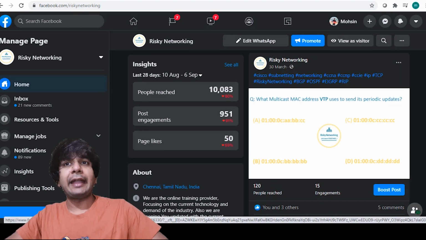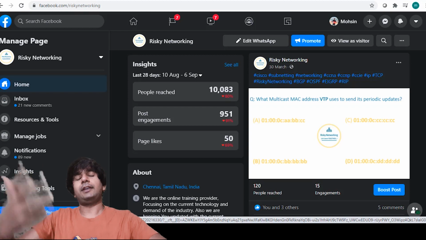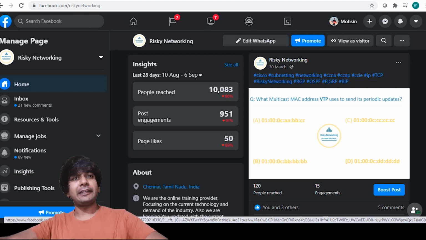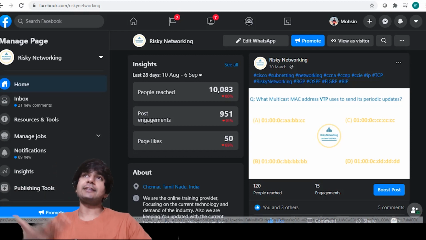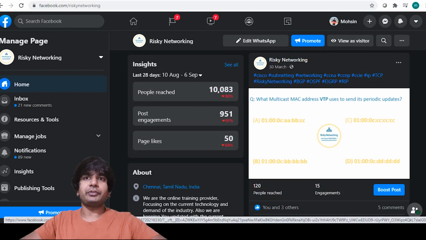What multicast MAC address does VTP use to send its periodic update? VTP, the VLAN synchronization protocol, is used to synchronize the VLANs. Again, guys, VTP also uses the same multicast MAC address as CDP, so this will also be 01:00:0C:CC:CC:CC. Option C is the correct one.